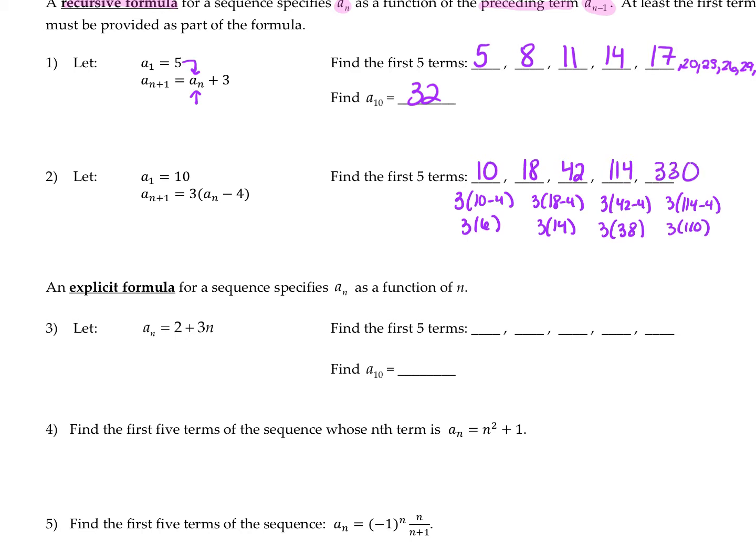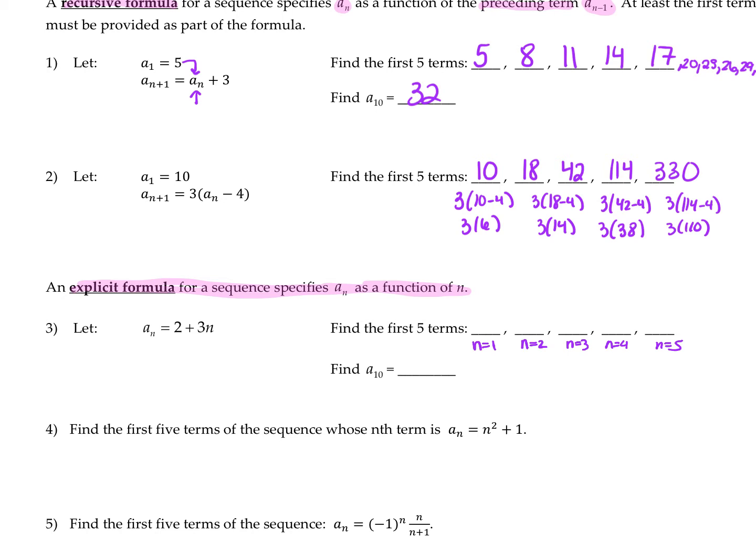So when we're using the recursive formula, we have to have the term that came before, otherwise we can't use it. This is where the explicit formula is a little bit more helpful because it helps us find any term in the sequence and we don't have to find them in order. We can just skip right to that term. So in this example, it wants us to find the first 5 terms. So I'm going to plug in 1 for n as the first term, 2 for n, then 3 for n, then 4 for n, then 5 for n.